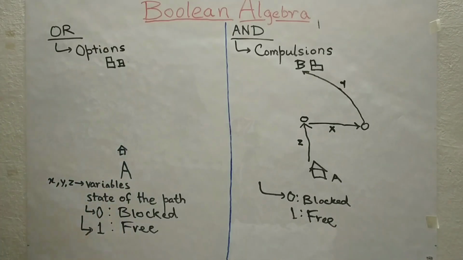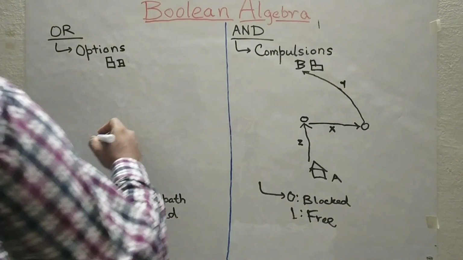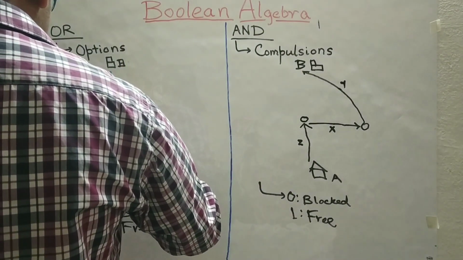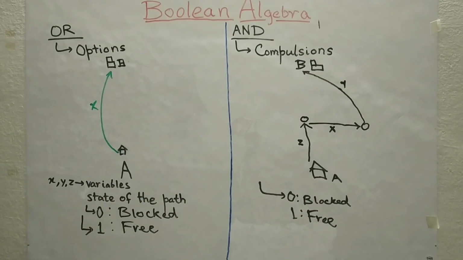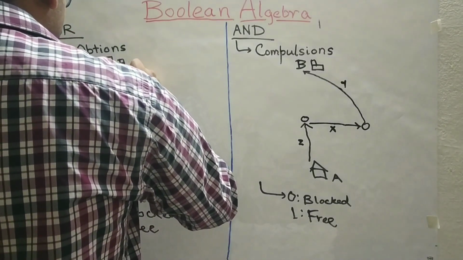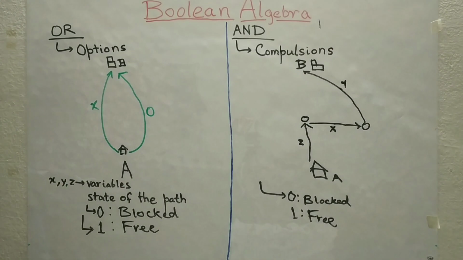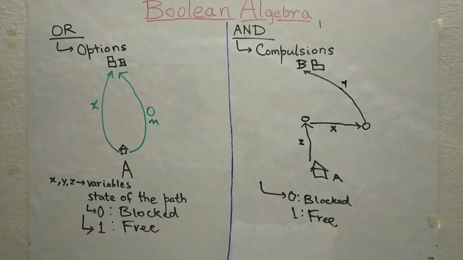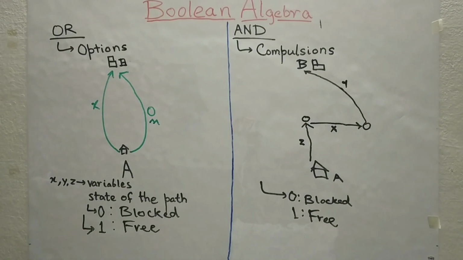Okay, so there is a path X from A to B, and there is a path 0 from A to B. Okay, 0 means it is blocked, right? So whether you can go from A to B will not depend on the 0, it will only depend on the state of X, the value of X. If X is a 1, then you can go. If X is a 0, you cannot go.